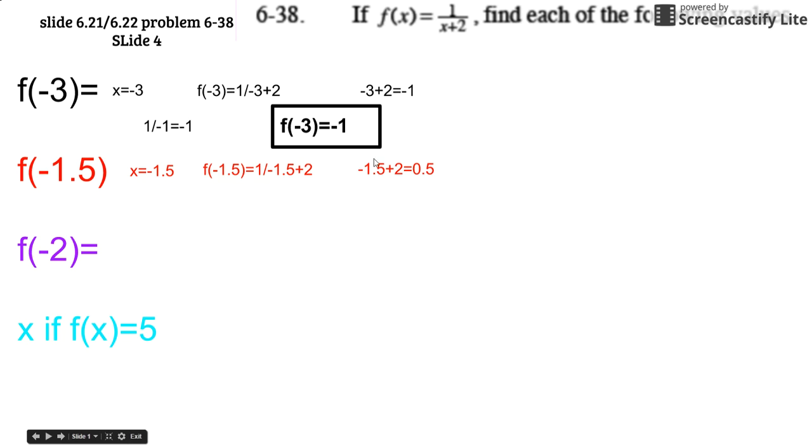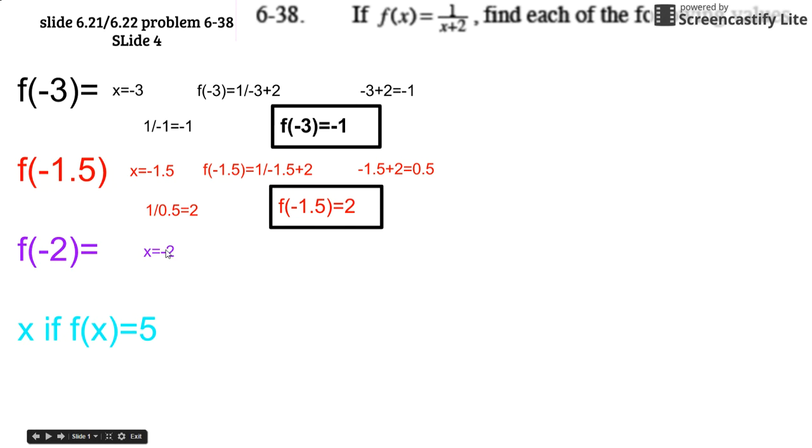-1.5 plus 2 equals 0.5, or 1/2. 1 divided by 1/2 equals 2. And this is because 2 halves go into one whole. And that's our answer. Function of -1.5 equals 2. So now we'll move on to function of -2.